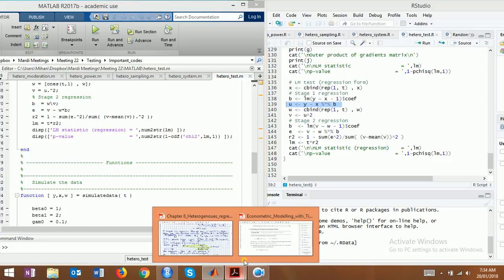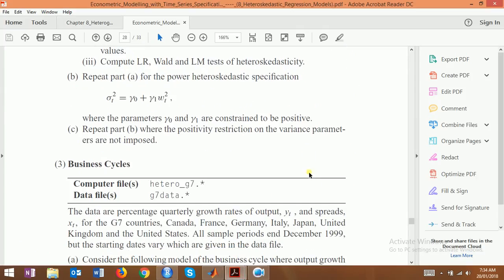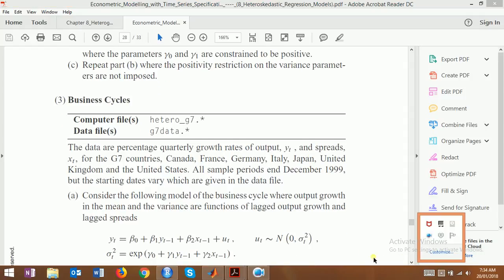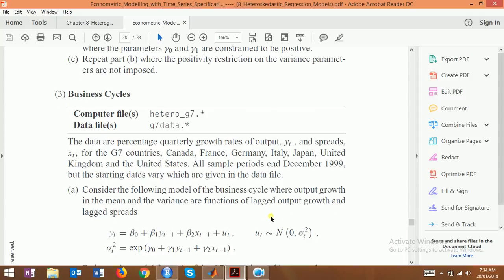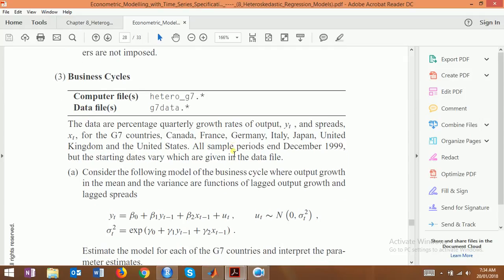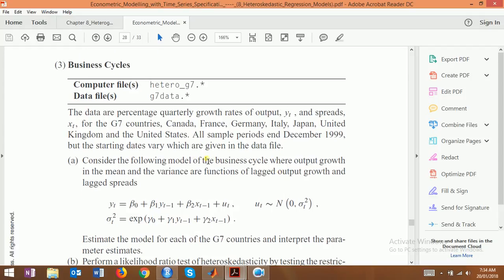And now we move on to the next problem, business cycle. In this problem, data are percentage quarterly growth rates of output, spreads YT and spreads XT for G7 countries: Canada, France, Germany, Italy, Japan, United Kingdom and United States. All sample periods end on December 1999, but the starting dates vary, which are given in the data file. Consider the following model of the business cycle, where the mean and the variance of output growth are functions of lagged output growth and lagged spreads.